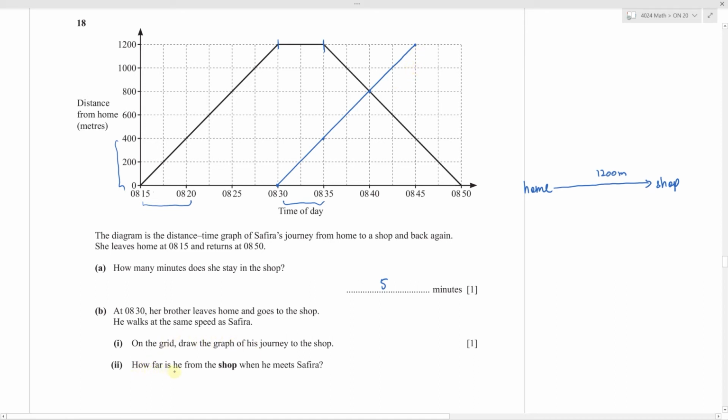Part 2 is how far is he from the shop when he meets Safira? So this is their meeting point when both of them are at the same distance from home. At this point, Safira is coming back in this direction and she is 800 meters from home. If you look at this graph, the distance here is 800 meters. So this distance is 800. Let me write it down in a different color.